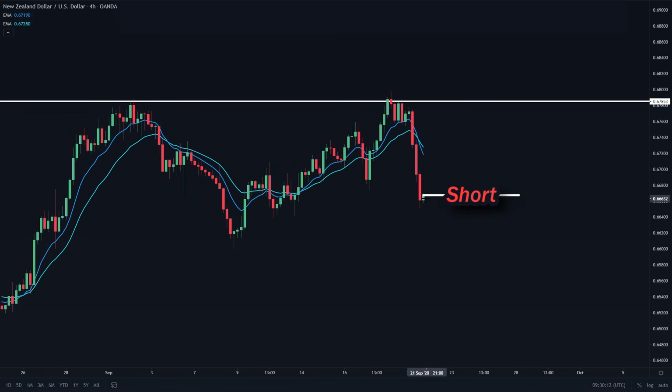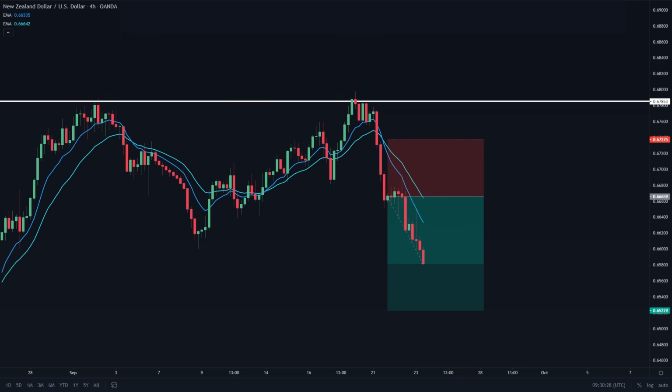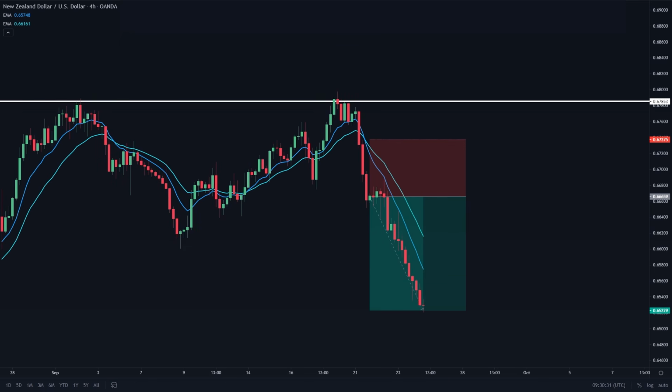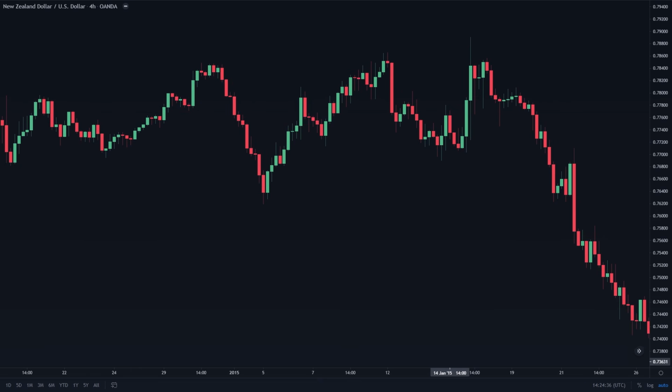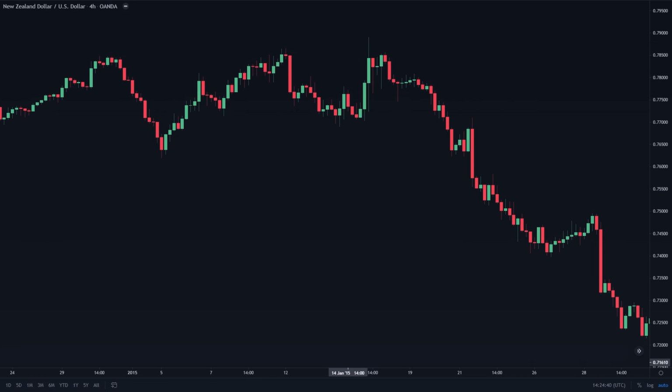Now, for your exit strategy, you can place your stop loss right where the EMA crosses over and set your profit target at a 2-to-1 risk ratio. And as you can see, this ends up being another profitable trade. So those are all the different strategies that you can use to spot reversals using the data trader technique.